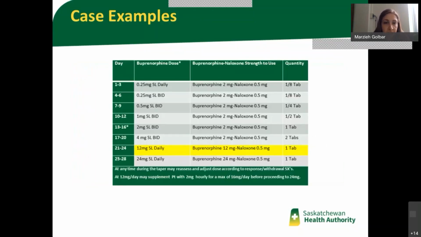Another one, which I didn't hear about from the provider, has also been a successful treatment, starting on an every 3 days basis with 0.2 milligram sublingual daily, and then it goes over 28 days to 24 milligrams at the end. But as you see, at the 12 milligram sublingual daily, we will provide the patient with PRN 2 milligrams hourly of buprenorphine for a maximum of 16 milligrams per day before we proceed to 24 milligrams.